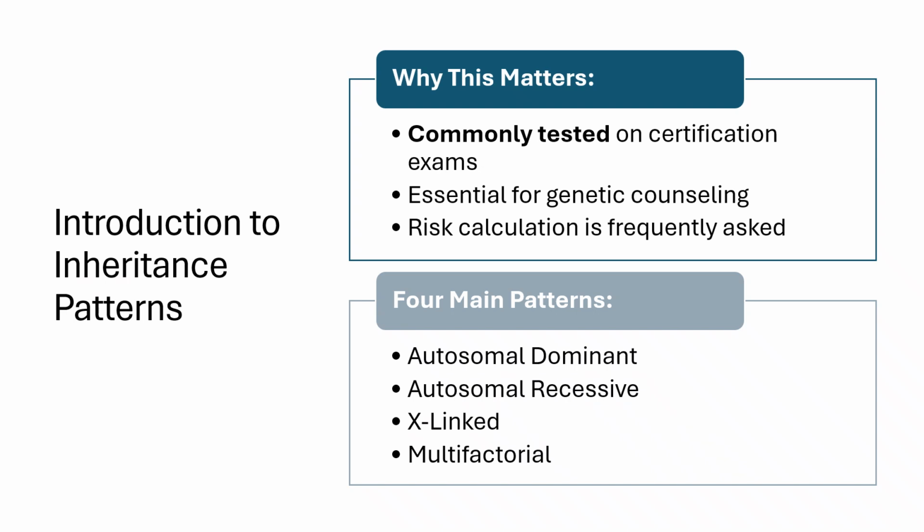X-linked. Involves genes on the X chromosome. Carrier mothers have a 50% chance of passing the mutation to sons, who may be affected, and a 50% chance to daughters, who may be carriers. Multifactorial. Involves multiple genes and environmental factors. Risk is less precise, but follows general patterns based on family history. Each pattern gives specific, predictable recurrence risks that guide decision-making in clinical care.